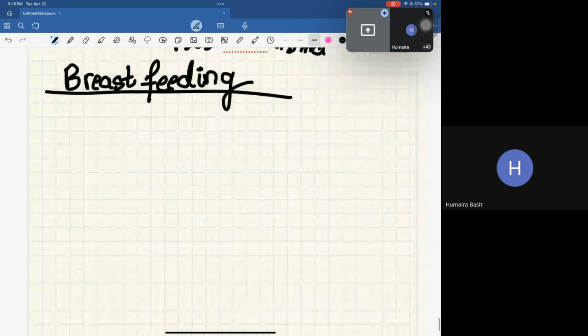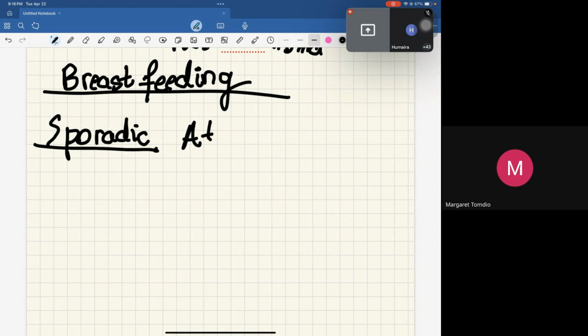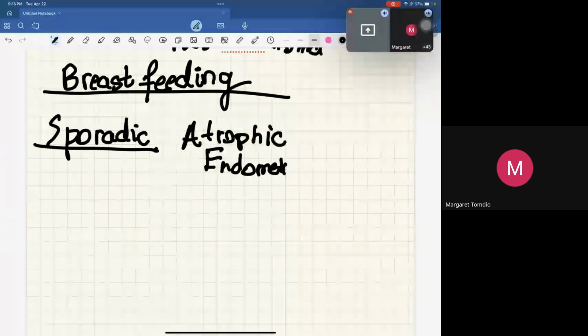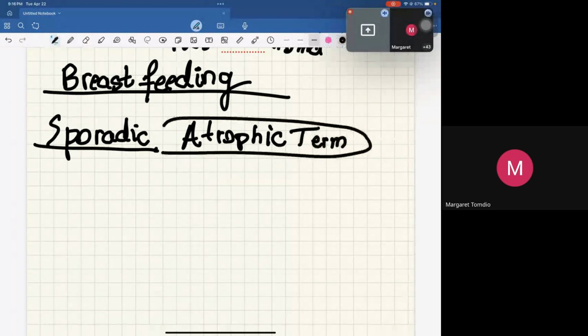The other thing is, what is the second way that can lead to endometrial cancer? It is the sporadic pathway. In the sporadic pathway, the carcinoma will occur in an endometrium that is atrophic. So it will be an atrophic type. Okay. And endometrioid is the one with exposure to estrogen. Did you guys get it?